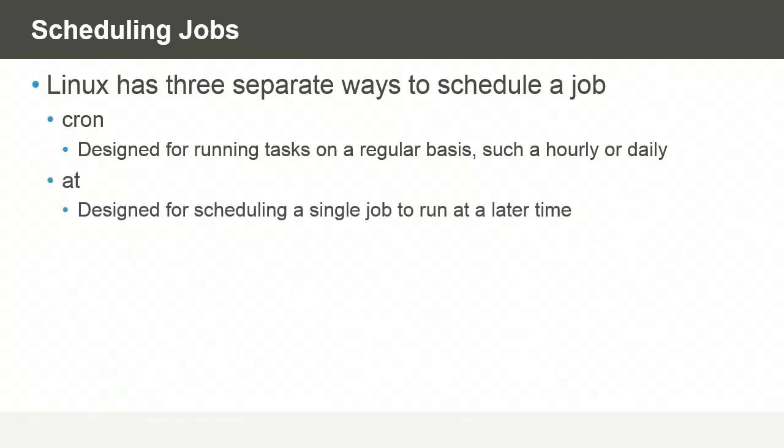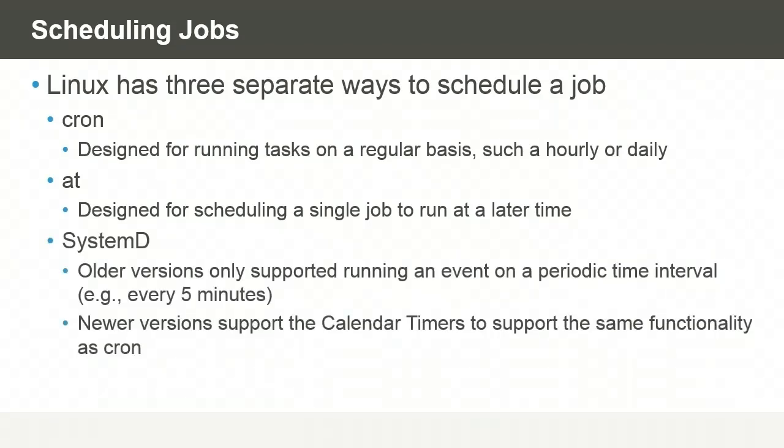At is designed for scheduling a single job to run at some point in the future. Systemd allows us to run jobs on specific events or time intervals, for example, every 5 minutes or maybe 10 minutes after the system boots. Newer versions support calendar timers, and this gives us the same type of functionality as cron.